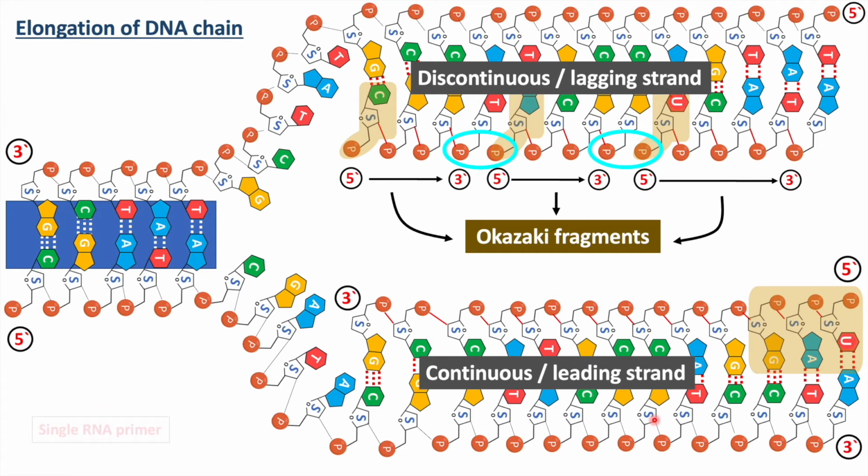And another thing to know is that only one single RNA primer is required to synthesize the leading strand, whereas multiple RNA primers are required to build this lagging strand.